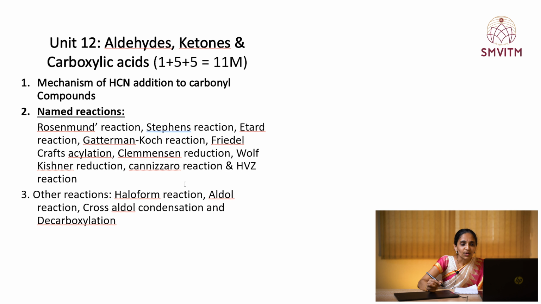So, equations for the steps have to be clearly shown. The named reactions from this unit are Rosenmund reduction, where conversion of benzoyl chloride to benzaldehyde takes place. Then Stephen reaction, Etard reaction, where we convert toluene to benzaldehyde. There is Gattermann-Koch reaction, Friedel-Crafts acylation.